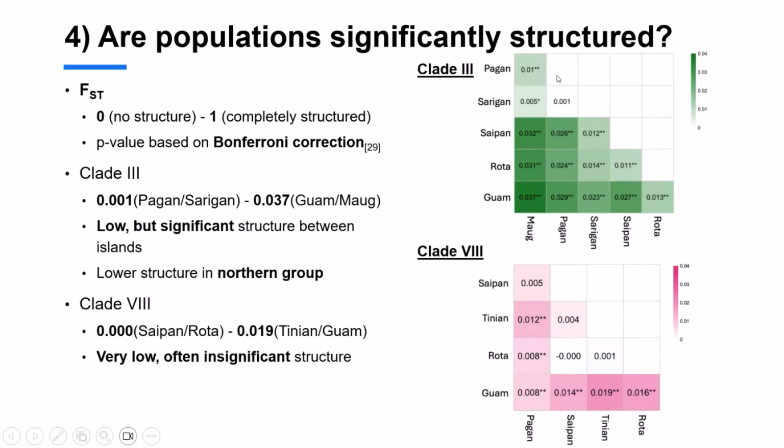Here's what that heat map looks like for clade 8. So overall, the values of FST are a lot less than they are in clade 3. And additionally, they're often insignificant. So you can see several comparisons here where no significance in the structure was found, especially in the central group between comparisons of Tinian, Rota, and Saipan.